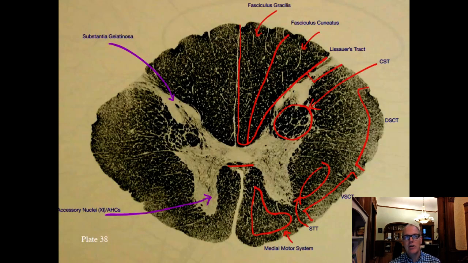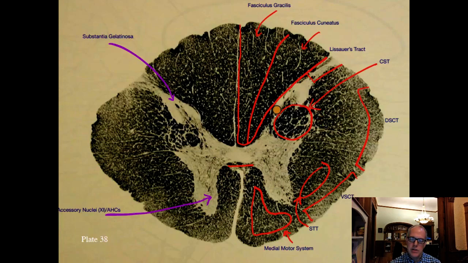Okay, and our last section here is C2, which is very high, and it looks a little confusing. You might think this is thoracic cord, but that's just because there are very few anterior horn cells here. Most of this is the spinal accessory nucleus, which is cranial nerve 11, to supply the trapezius and the sternocleidomastoid.